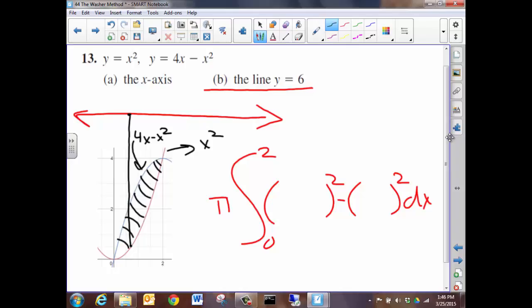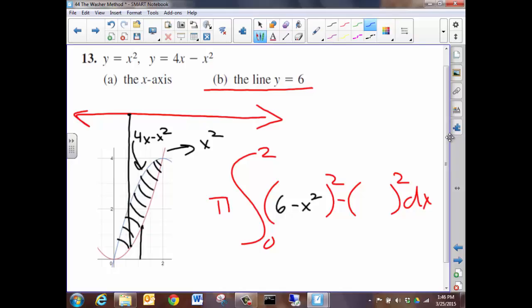Okay? 6 is the total distance all the way down here. X squared is the distance up to the red curve. So we're looking for 6 minus x squared and the whole quantity squared. Y'all see that? Okay. What about for the next one?